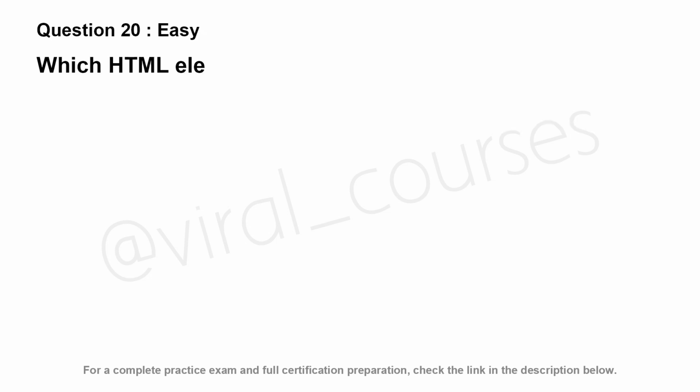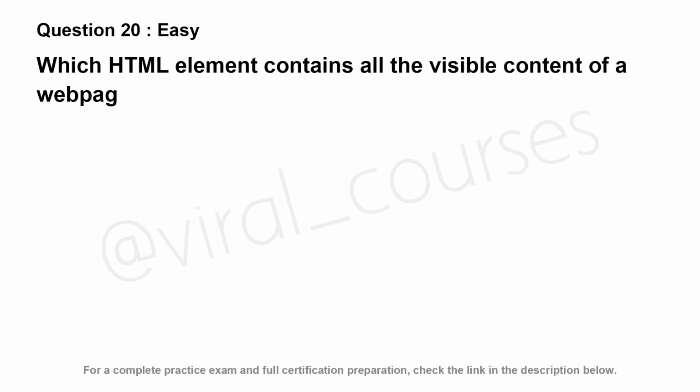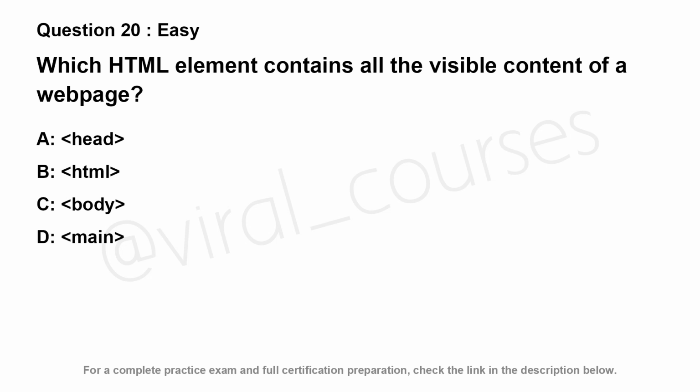Which HTML element contains all the visible content of a web page? Option A, <head>. Option B, <html>. Option C, <body>. Option D, <main>.